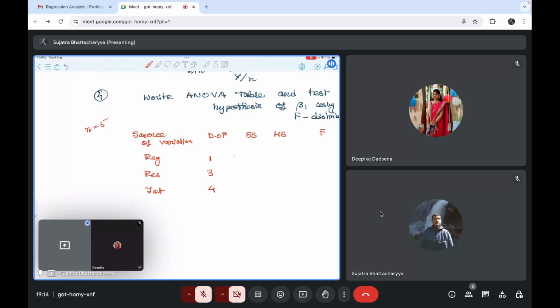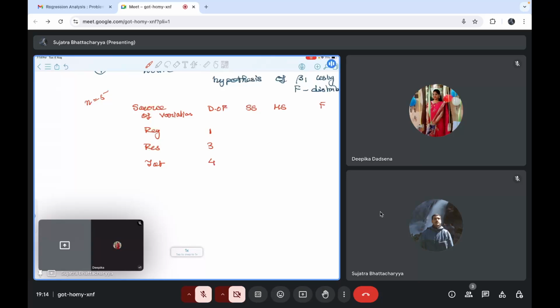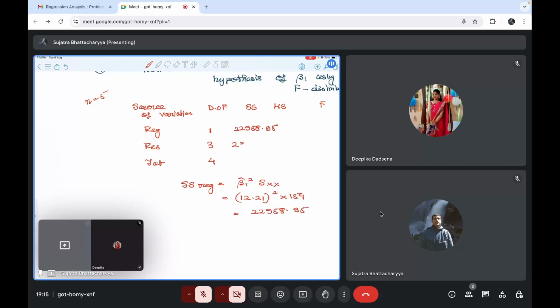This is SS regression now. How can we calculate SS regression? We already have one formula: SS regression is nothing but beta 1 hat square Sxx. So it is 12.21, calculated already, Sxx 154. How much is it? 22958.95. Right? We have calculated SS residual, that is 23399.6. And what about SS total?